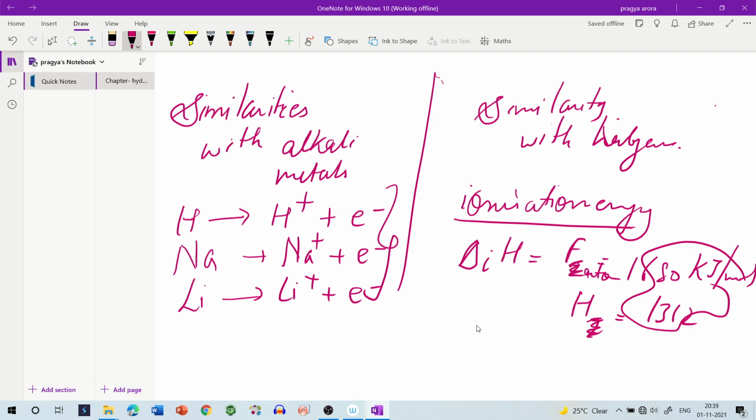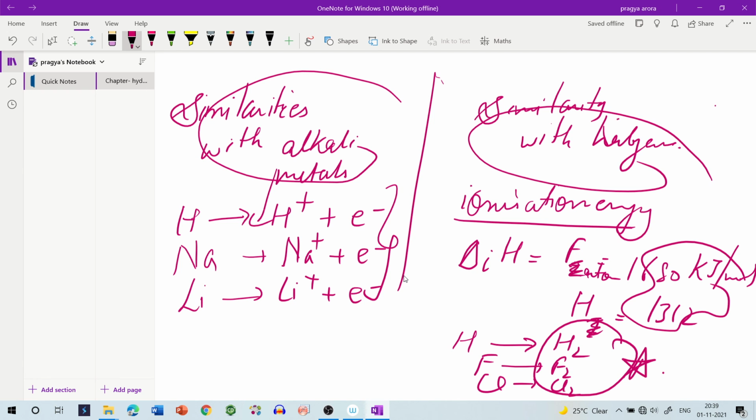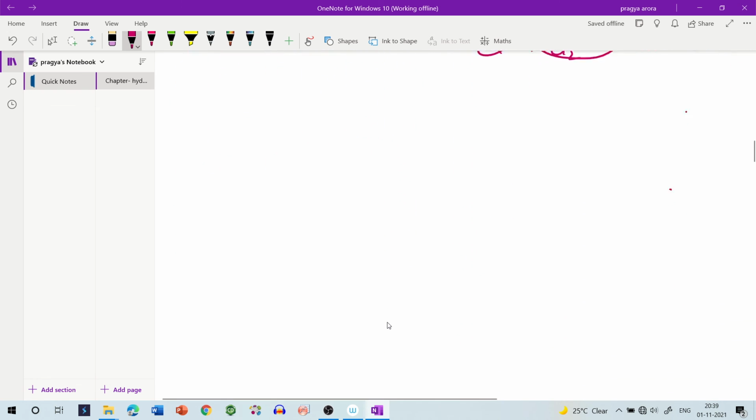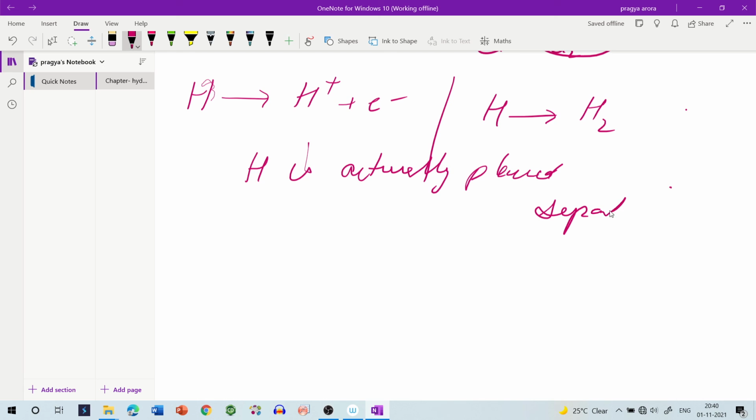So these are similar. Also hydrogen in nature exists as H2, fluorine exists as F2, chlorine exists as Cl2. So this similarity in existence suggests a similarity with the halogens, while the ability to lose an electron suggests a similarity with the alkali metals. You have seen they get ionized. So where should we place hydrogen? Since hydrogen is showing similarity with both, it can lose one electron to form H+ and an electron, or it exists in the form of H2. Thus, hydrogen is actually placed separately in the periodic table.